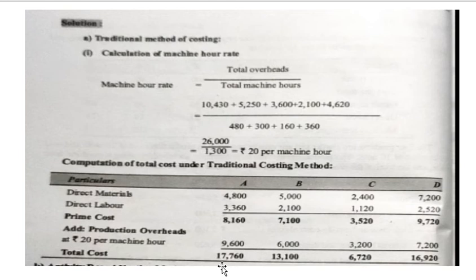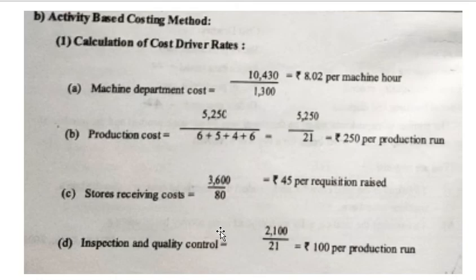Now we will add up all for A, B, C and D to get your total cost. For A, when we add your prime cost, that is 8,160 plus 9,600, you will get 17,760. For B, 7,100 plus 6,000, you will get 13,100. For C, 3,520 plus 3,200, you will get 6,720. Then for D, 9,720 plus 7,200, you will get 16,920. So this is your total cost in the traditional method. We'll now find out the cost per unit. As you have the total cost, divided by the number of units will give you your cost per unit according to the traditional method.